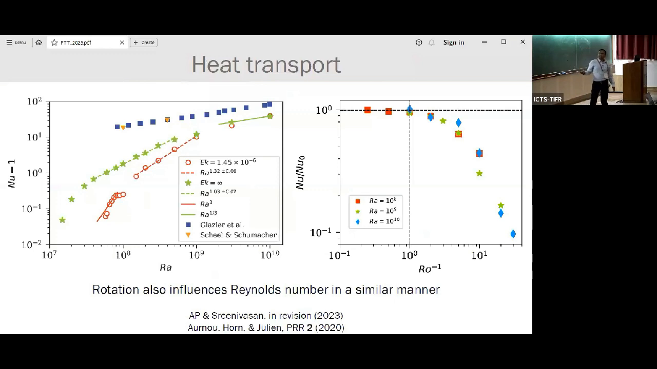So this is just the last slide. And if you look at the heat transport, this is a Prandtl number of 0.021, liquid mercury. Yeah, this is the last slide.